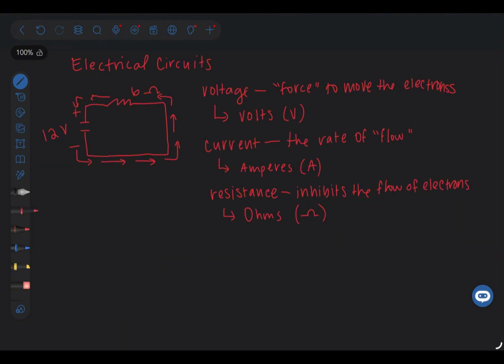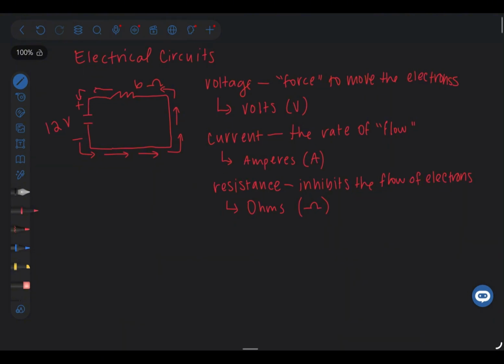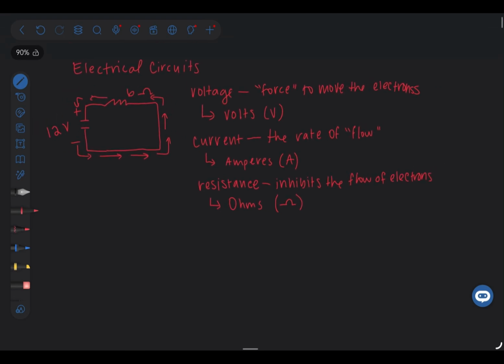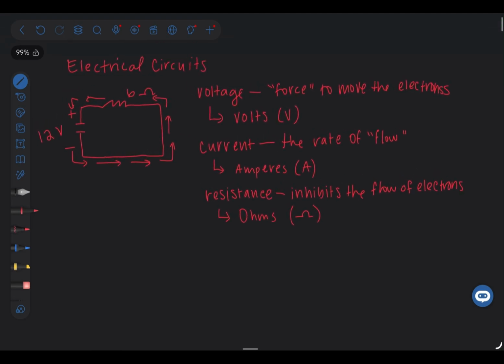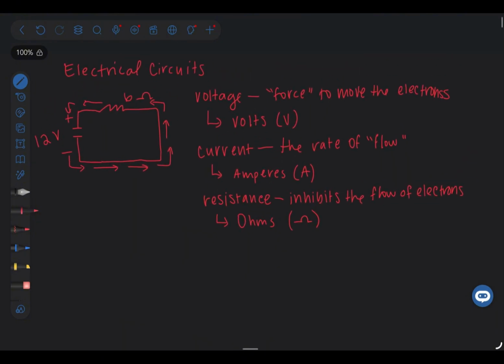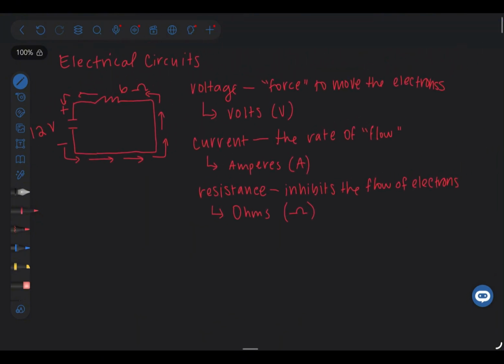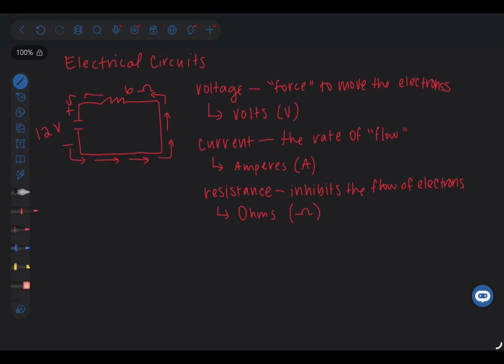And so we have the formula, which is V equals IR. So V is the voltage, I is the current, and R is the resistance.